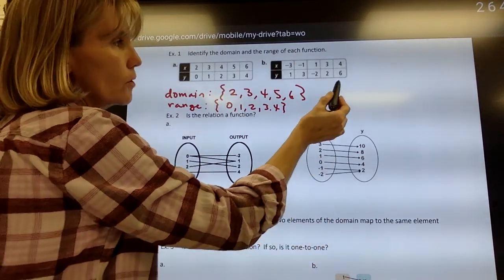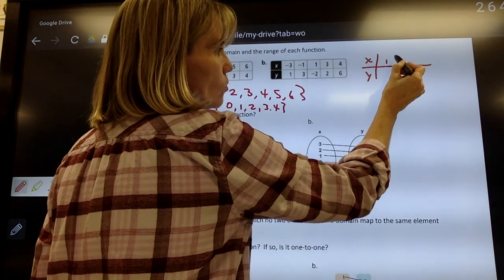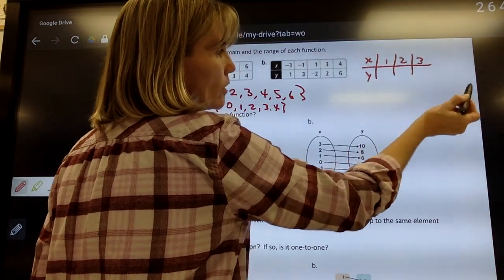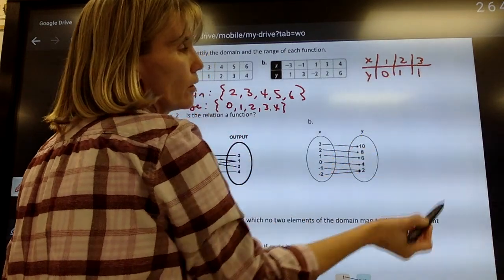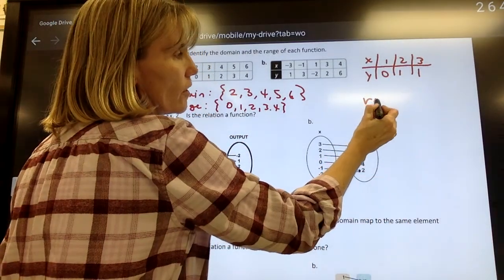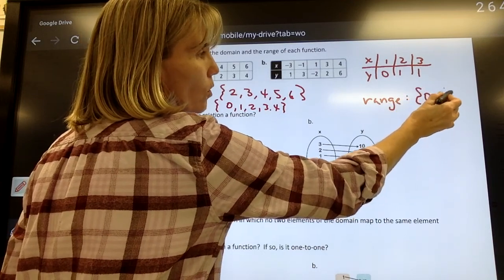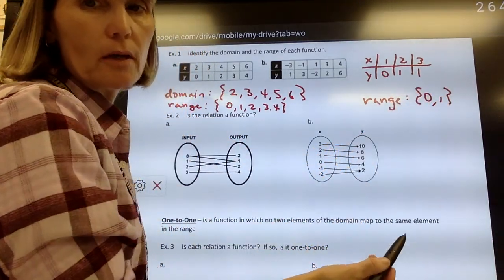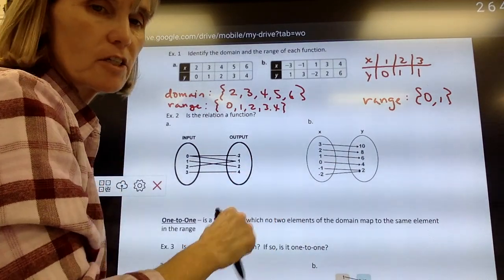And if values repeat, let's say I had a table of values like this, where I said 1, 2, and 3. Those are my domain values. And let's say I had 0, 1, and 1. When I list my range values for y, I can just list 0 and 1. If you have values that repeat in your table, you don't have to keep listing them as your domain or your range. You just have to list each number once.